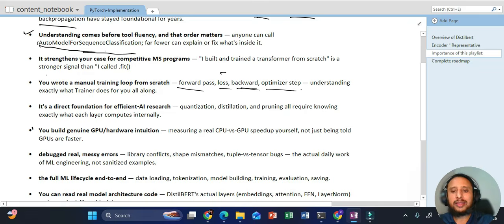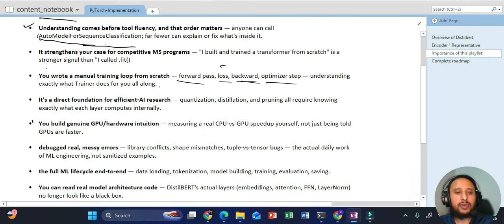This whole part is done by the Trainer API in the Hugging Face library. We just pass some parameters to the Trainer API, and everything is done for us. Our training process starts, and then it gives us the trained model. That is not going to be the case because we will be writing our own training loops. And then it is going to be a foundational playlist for your AI research journey.